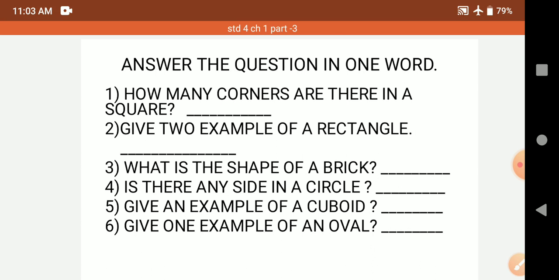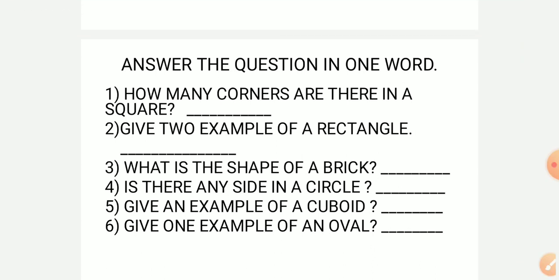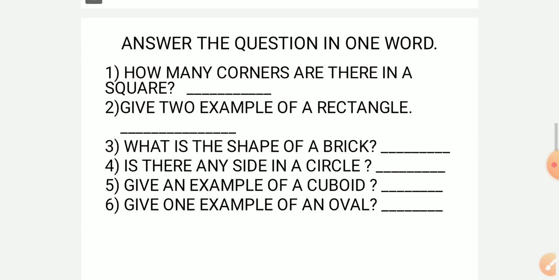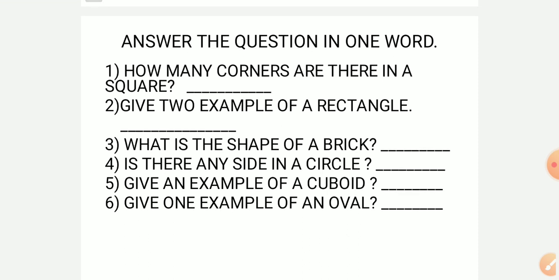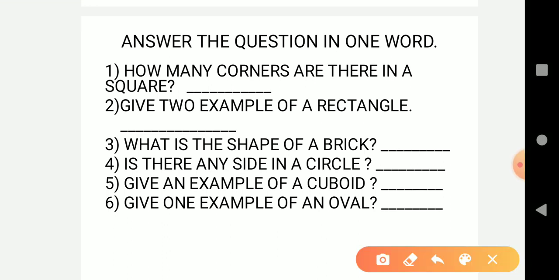Now the second question, give 2 examples of a rectangle. आपको रेक्टेंगल के 2 एग्जाम्पल बताने हैं. So we see around you and find which thing has a rectangular shape and tell me. Yes, very good. So we write here textbook. And second, yes, blackboard.